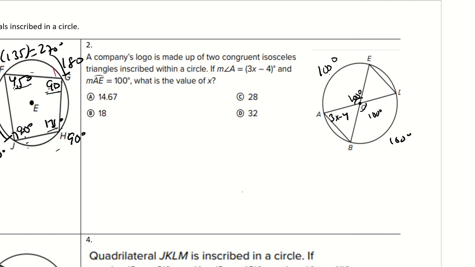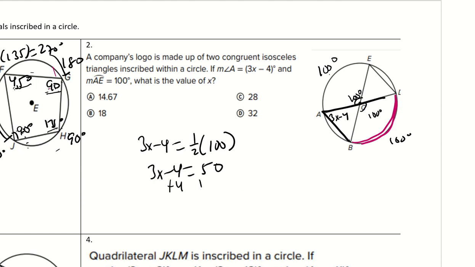And if this arc is 100, then notice that this arc actually covers this inscribed angle. So we can use the inscribed angle rule. Remember that the angle is always half of that arc measure. So 3x minus 4 is equal to half of the 100, which is just 50. So 3x minus 4 equals 50. Add 4 to both sides. 3x is equal to 54. Divide by 3. So x is equal to 18.